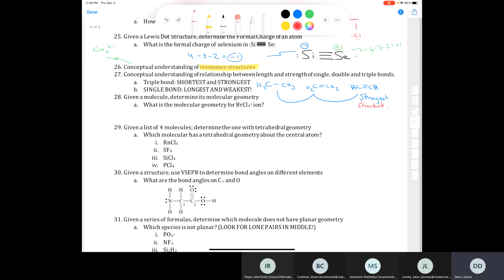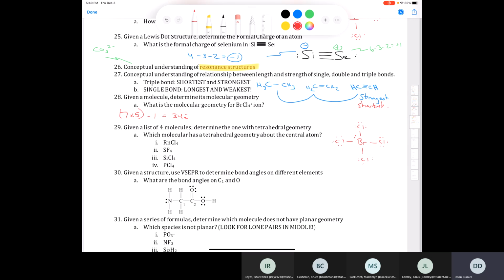Well, let's tally up the total number of electrons. Bromine and chlorine, they're both in group 7A, so that's 7 times a total of 5 atoms. So that gives me 35 electrons, but I've got a +1 charge, so I'm going to subtract 1. 35 minus 1 gives me 34 total electrons. I'm going to start by putting my bromine in the center, and I'll put 1, 2, 3, 4 chlorines around it. I'll round out the octets of all the chlorines. That means I'm going to have used up 8 times 4, which is 32. I've got 2 electrons left over.